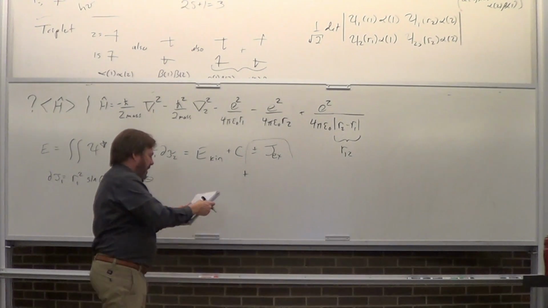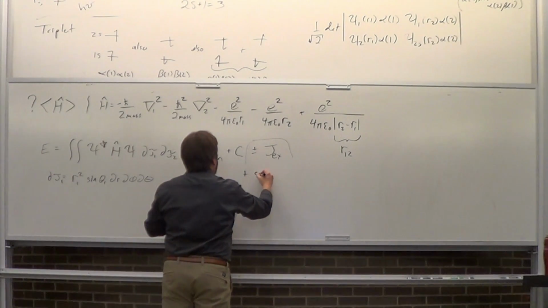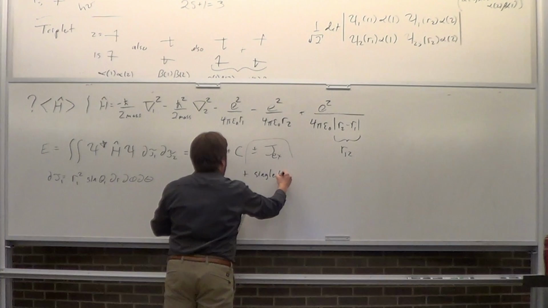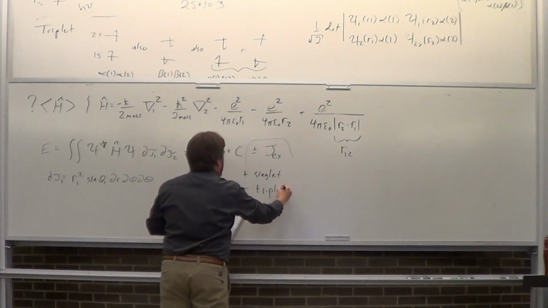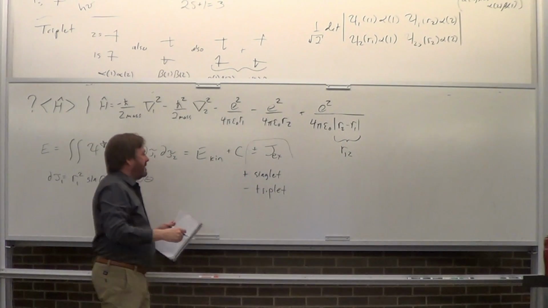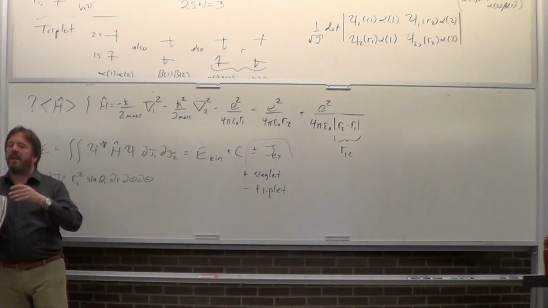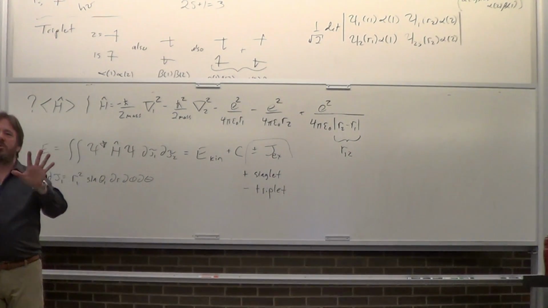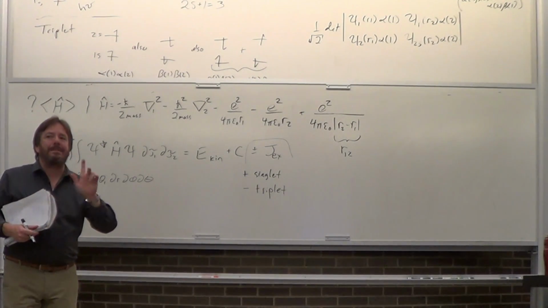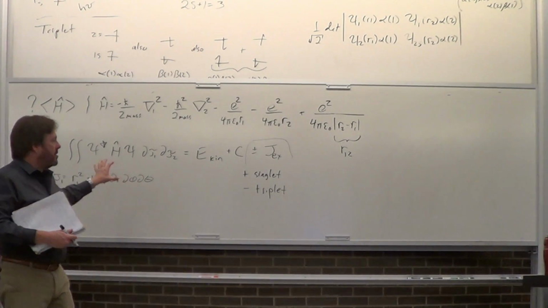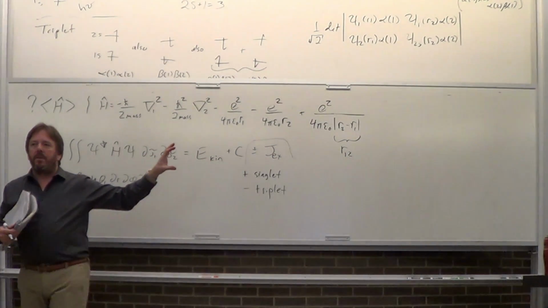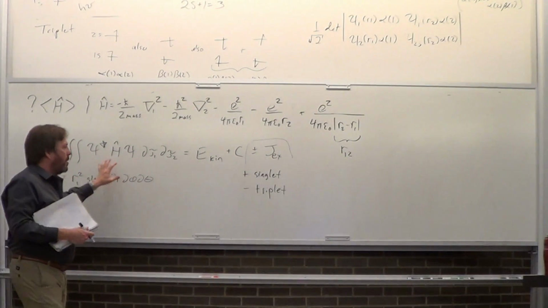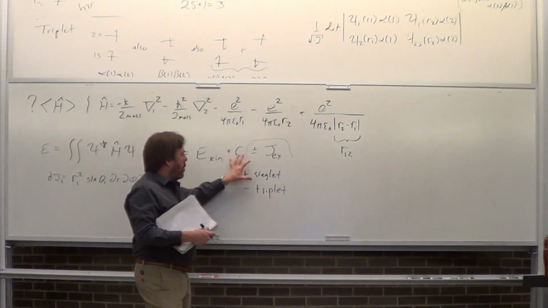Let me see here. Plus for singlet and minus for triplet. So when I say plus minus, plus for singlet, minus for triplet, that usually tends to be the case. Sometimes not, because again, you just heard me rattle and bray about how long these evaluations are. So anyway, okay, now what are the terms?